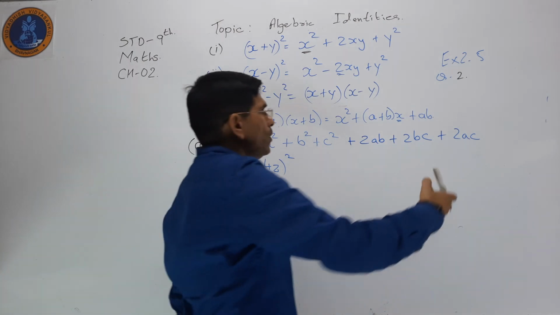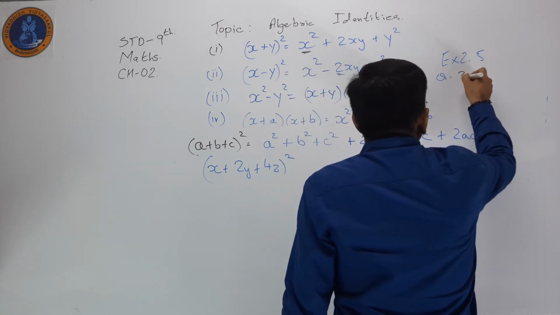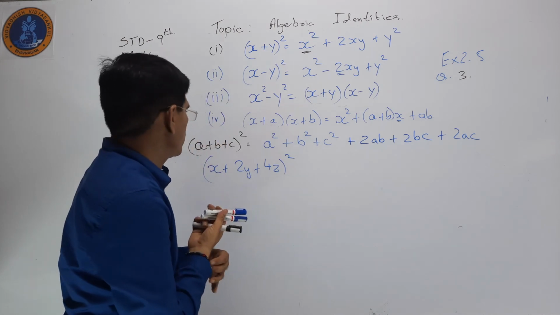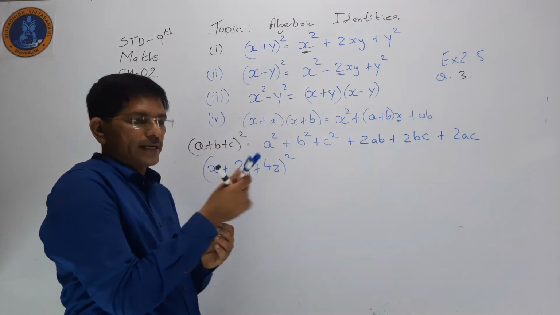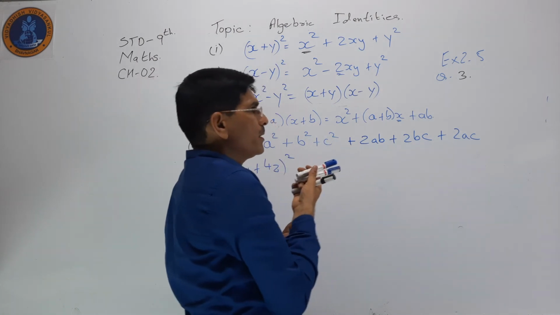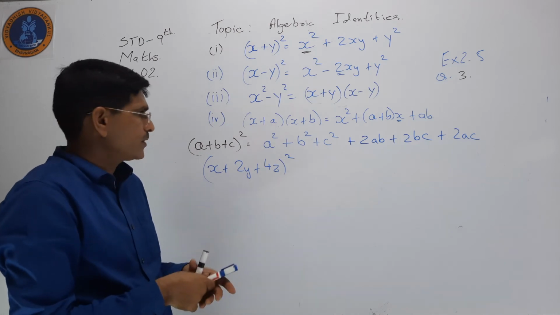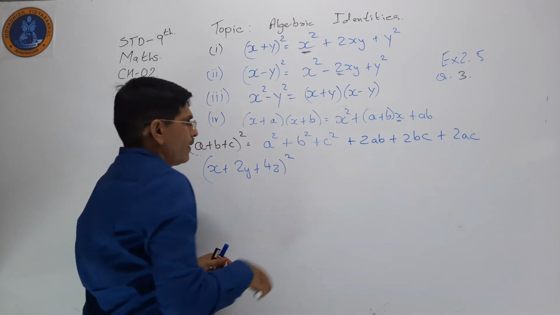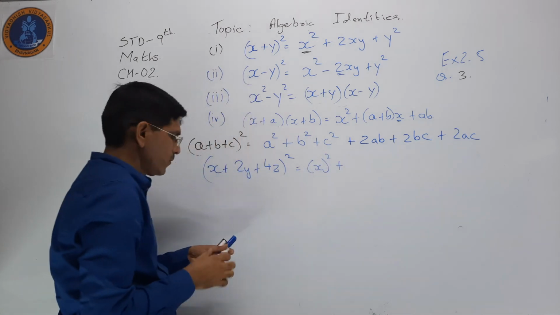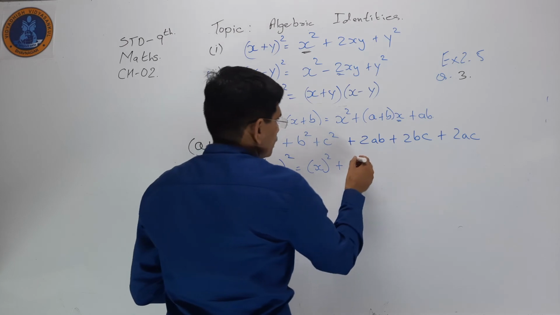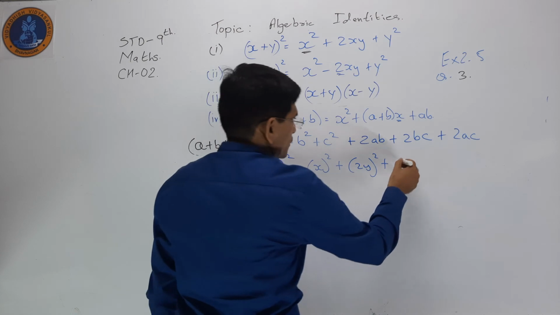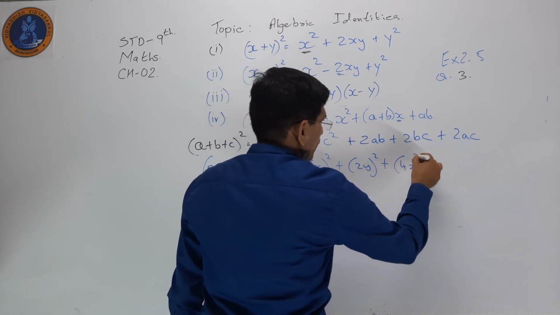So we are now doing question number 3, Exercise 2.5. x plus 2y plus 4z whole squared. a square plus b square plus c square plus 2ab plus 2bc plus 2ac. So what do I have to write? Again x whole squared, plus b, what is b here? 2y whole squared, plus 4z, so 4z whole squared.